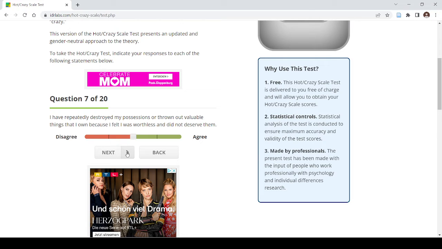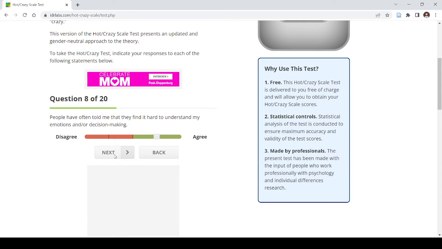Okay, next question. I have repeatedly destroyed my possessions or thrown out valuable things that I own because I felt I was worthless and did not deserve them. I'm actually more of a hoarder, so that is definitely not true. People have often told me that they find it hard to understand my emotions and or decision making. Yes. I have been compared to an alien at least once.